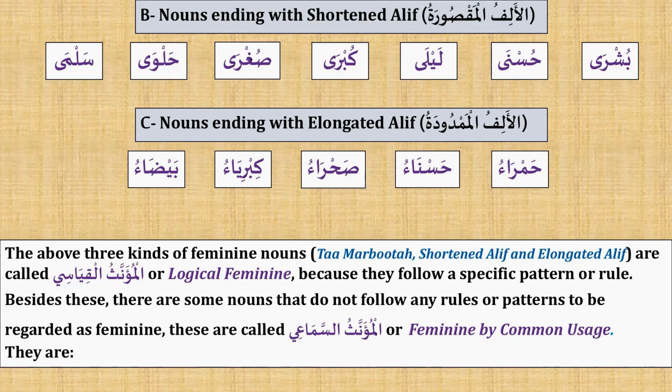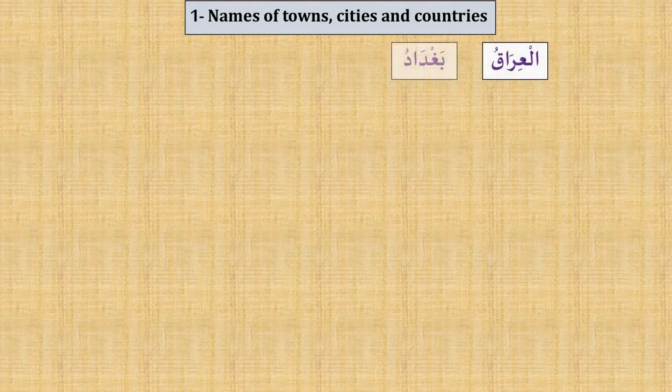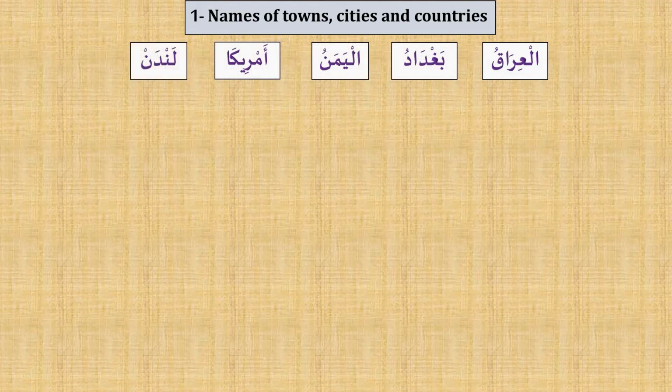Besides this, there are some nouns that do not follow any rules or patterns to be regarded as feminine. These are called al-muannathus sama'i, or feminine by common usage. They are: first, names of towns, cities, and countries. Without exceptions, they are all feminine. All the names of towns, cities, or countries: Al-Iraq, Baghdad, Al-Yemen, America, and London.